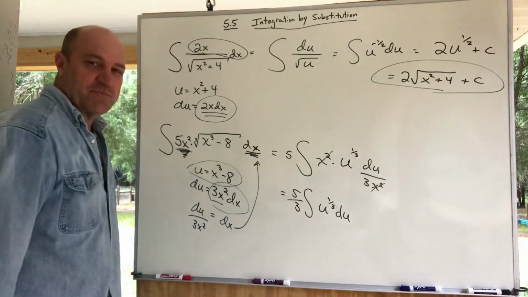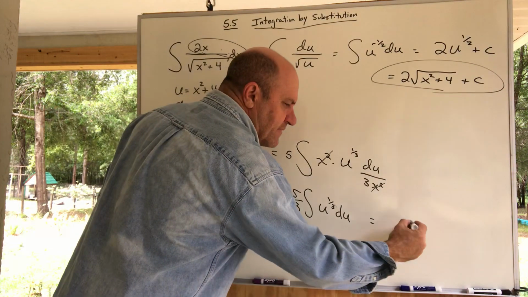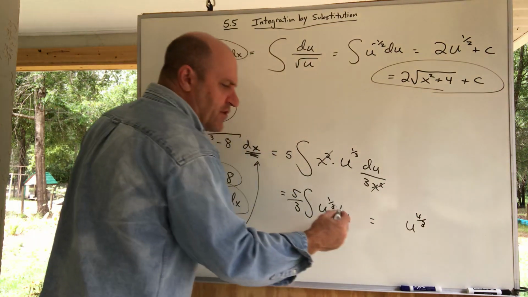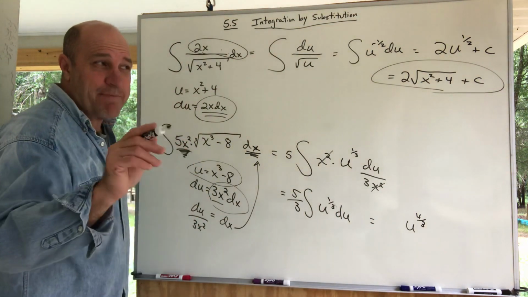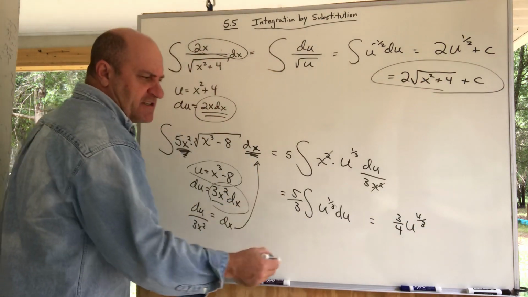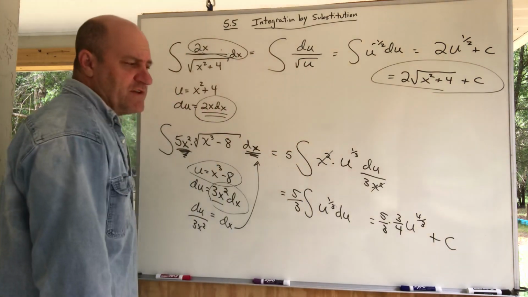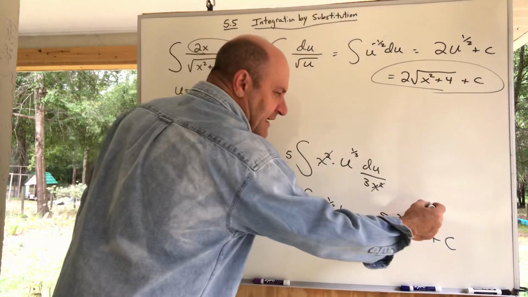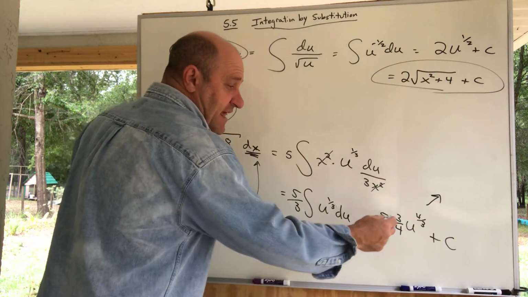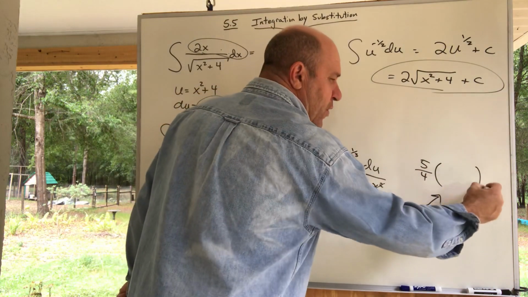To finish this one, it's pretty easy. It's a power rule. You add 1 to the power. That's u to the 4/3 when you add 1 to that power. You divide by 4/3, but I like to say multiply by 3/4. There happens to be a 5/3 out in front. Plus c, this problem's over. Well, just a little cleaning here if you don't mind. The 3's cancel. It's a 5/4, and it's this u to the 4/3.